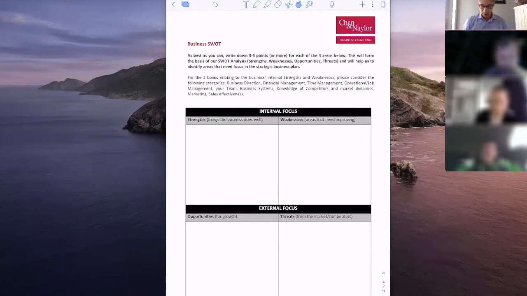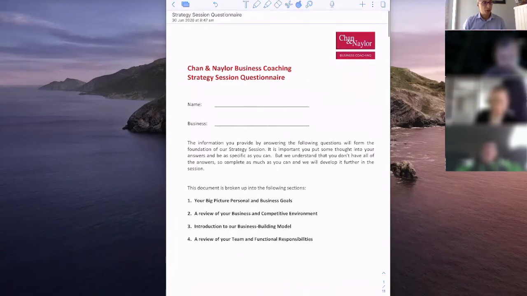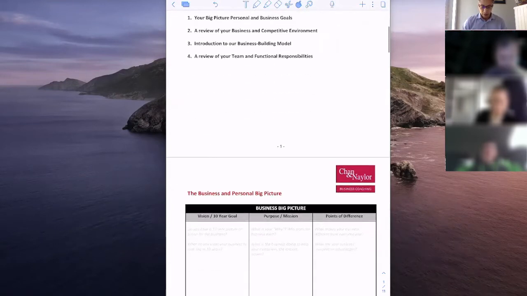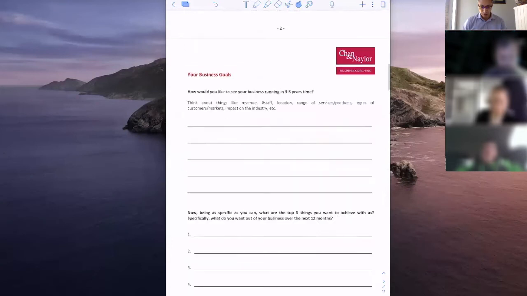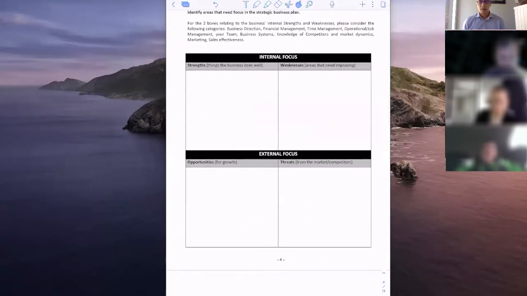What's up on the iPad here is basically the strategy questionnaire that I use with new clients. And part of that is this SWOT analysis, okay? SWOT's a pretty fundamental tool when looking at and analysing businesses. It's very simple, which is why I like to use it, and everyone understands it.